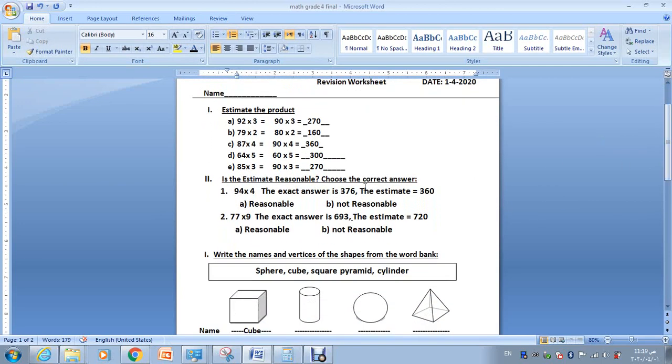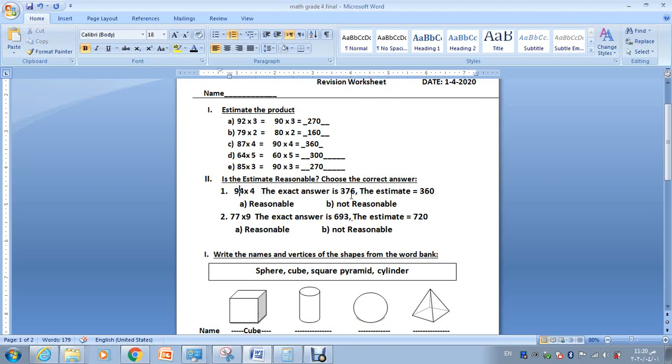Next question, it asks you, is the estimate reasonable? Choose the correct answer. Say whether it's reasonable or not reasonable. According to which criteria we will say reasonable or not reasonable? What did we agree upon? We said that if the difference between the estimate and the exact is more than 20, we will say not reasonable. But if it's less than 20, we will say it is reasonable. Okay? So let's now try to answer this.